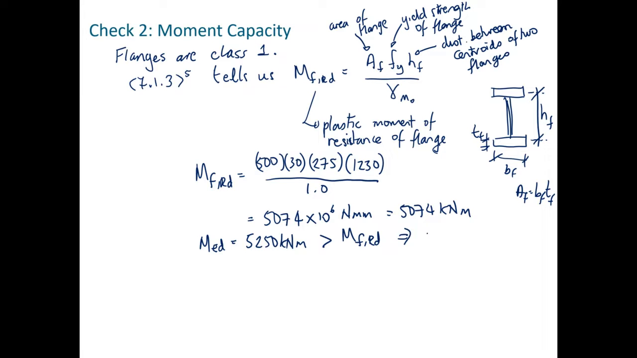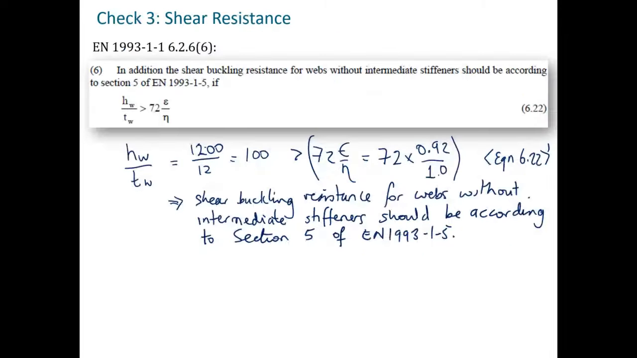So that implies that we need to check the moment and shear interaction curve. Okay, for that middle one anyway, the middle section of the beam, where the demand is greater than the capacity of the flanges for withstanding the bending moment. Therefore, we have to design or check for moment and shear interaction there. Okay, so that's moment capacity.